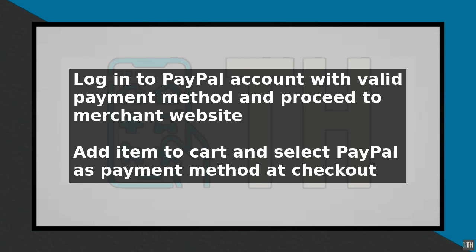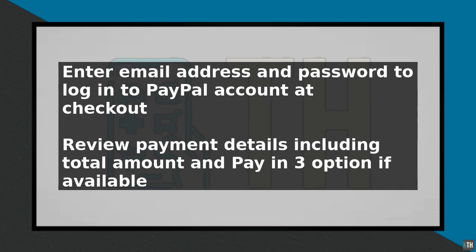You will then see the payment details, including the total amount and the option to pay in 3. If the Pay in 3 option is available, you will see it below the total amount. To use Pay in 3, click on the Pay in 3 option and review the payment schedule. You will see the amount of each installment and the due date for each payment.